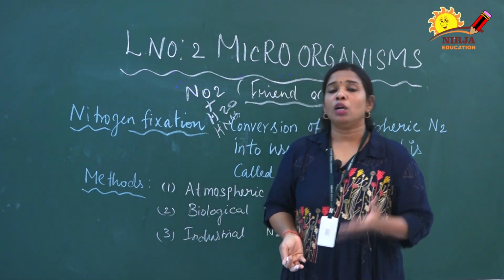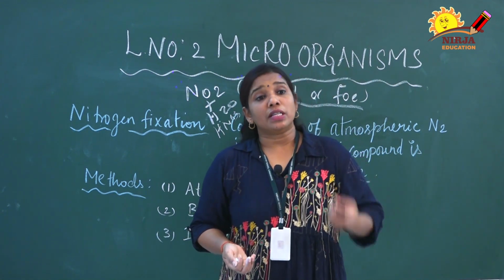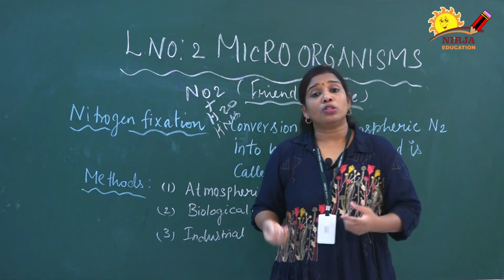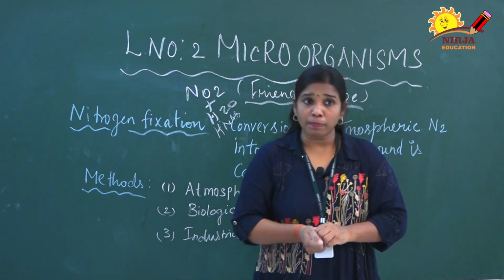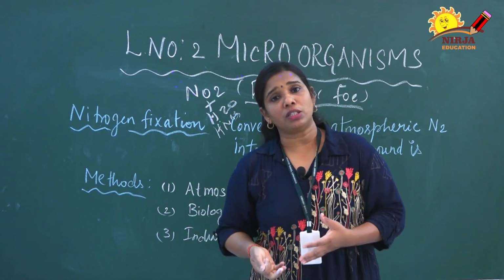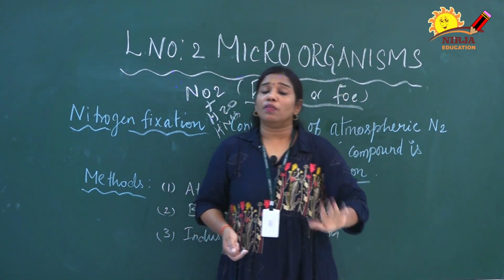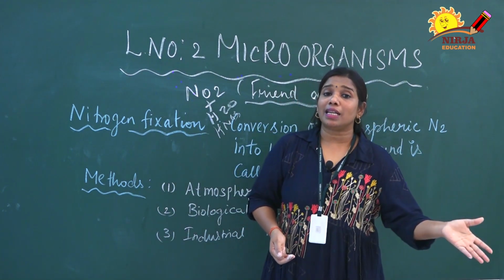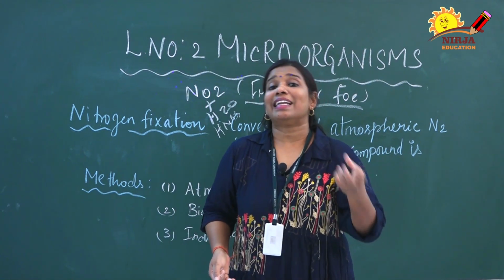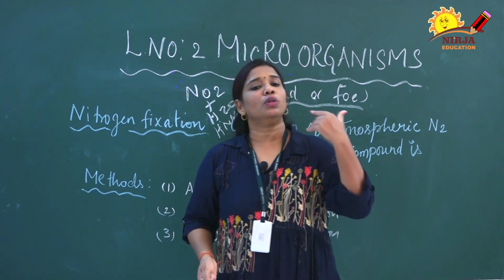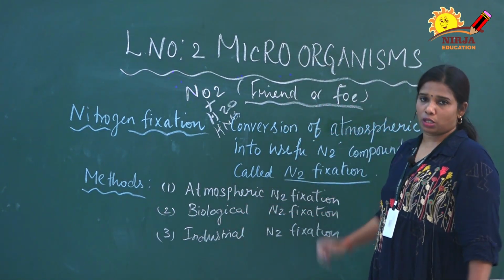Once again I repeat, during rain, when lightning strikes, nitrogen and oxygen in the atmosphere combine due to electrical discharge and produce oxides of nitrogen. These oxides of nitrogen mix with rainwater and convert into nitric acid. When this nitric acid falls on the earth, it mixes with the alkaline salts in the soil and is converted into nitrates. This is called the first method, atmospheric nitrogen fixation.